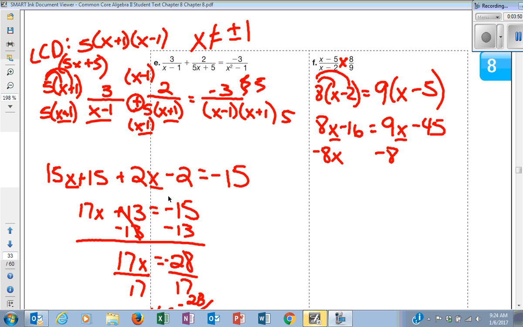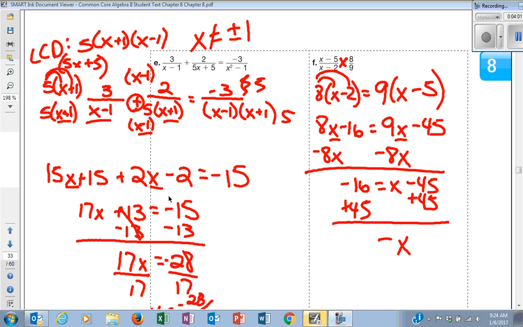I'm going to minus the 8x so that I keep my x positive. Negative 16 equals x minus 45, plus 45, plus 45. And I get that x equals 29.